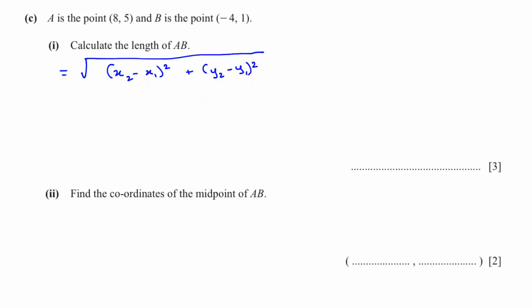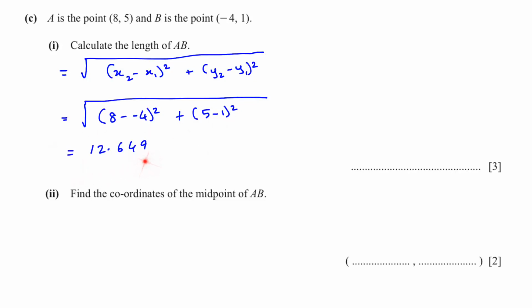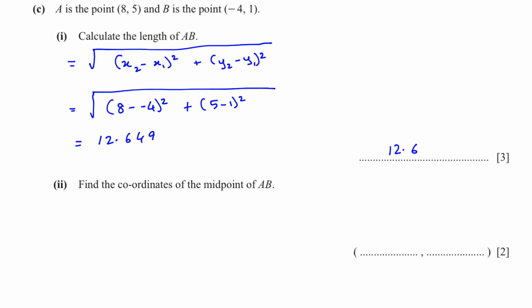It does not make a difference which point I make x1. But if I make 8 as x1, my y1 will be 5. I cannot take this as x1 and this as y1. So we'll just substitute here. 8 minus minus 4, be careful with the sign, plus 5 minus 1 squared. Put it in a calculator, you will get 12.649. We'll round it to one decimal place, so 12.6 is the length of AB.